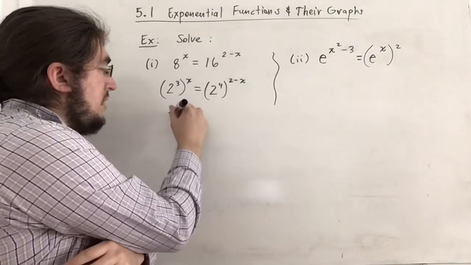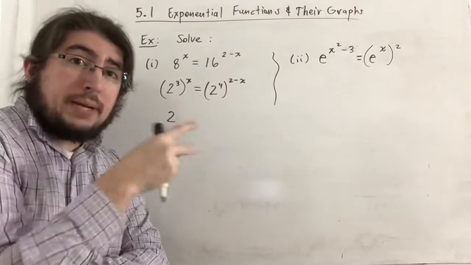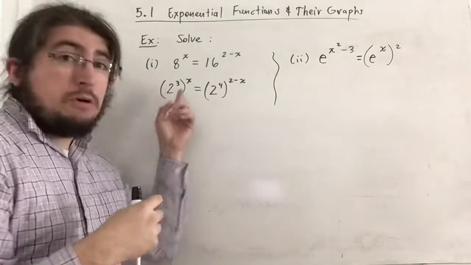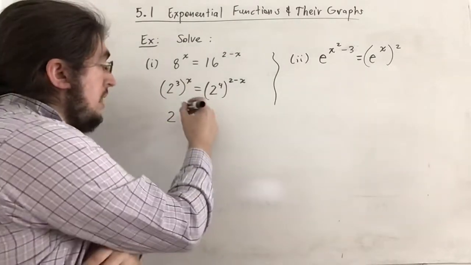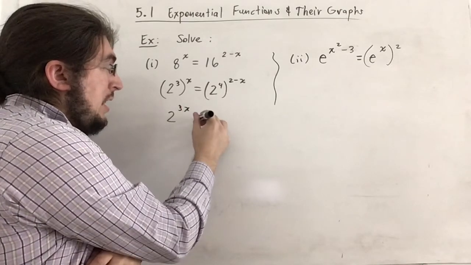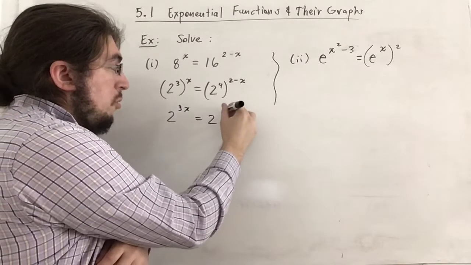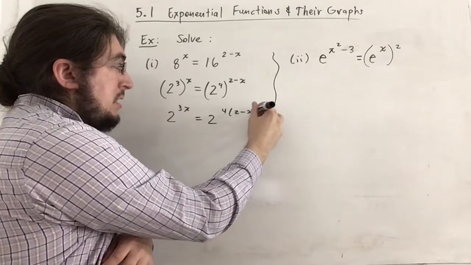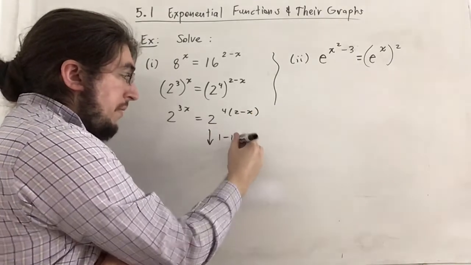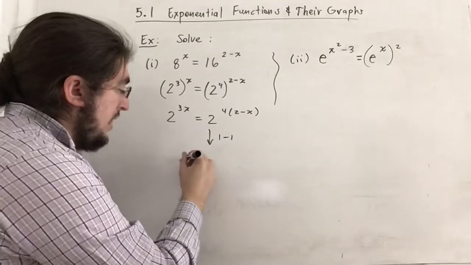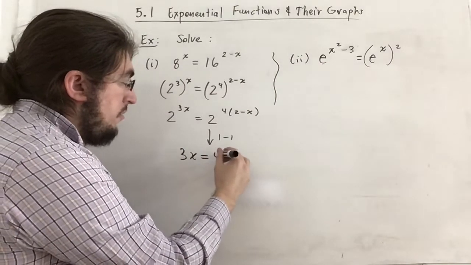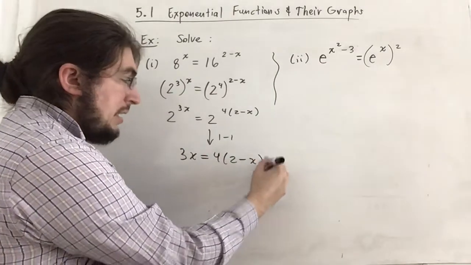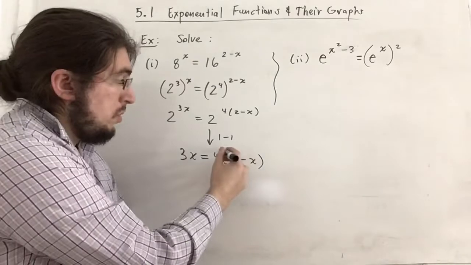So now we can say, using exponent properties, remember, the biggest one being that when you have a power to a power, you multiply the powers. So this is 2 to the 3x, and this is 2 to the 4 times 2 minus x. So using the 1-to-1 property that we witnessed, we can say that 3x is equal to 4 times the quantity 2 minus x. Now we'll just solve this by our usual solving methods.